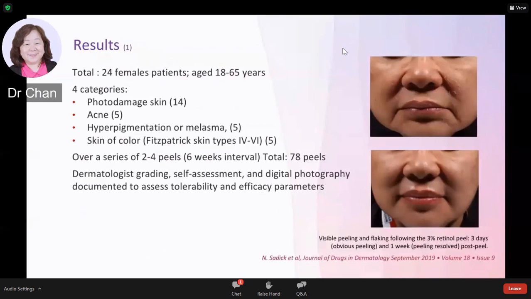They recruited about 24 female patients aged between 18 to 65 years, and they categorized them into 4 main categories: the photo-damaged skin, the acne group, the hyperpigmentation or melasma group, and the skin of color group, which includes Fitzpatrick skin types 4 to 6. They all underwent a series of 2 to 4 peels with a 6-week interval. A total of 78 peels were done. Dermatologist grading, self-assessment, and digital photography were documented to assess the tolerability and the efficacy parameters.